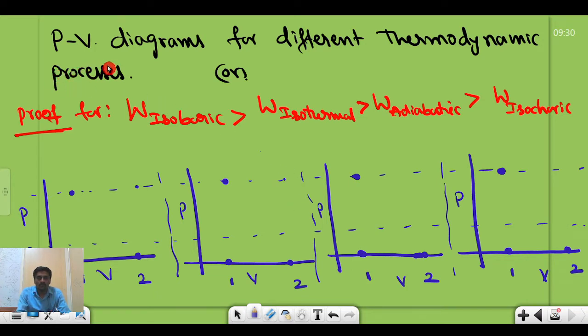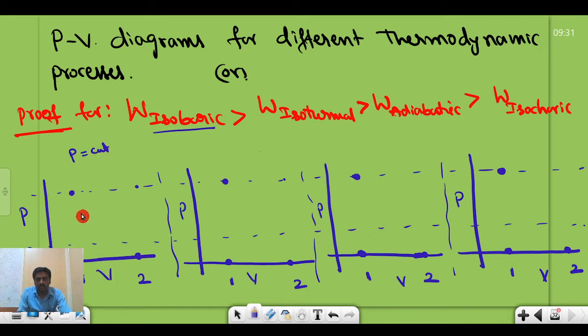This question may be asked in a different manner, such as PV diagrams for the different thermodynamic processes. For easy understanding, I am taking four different graphs representing the PV relations. These are the integrated diagrams to represent all the processes. First of all, I am taking the isobaric process.